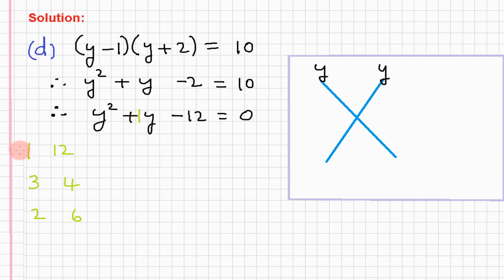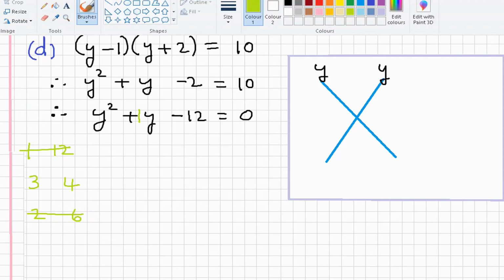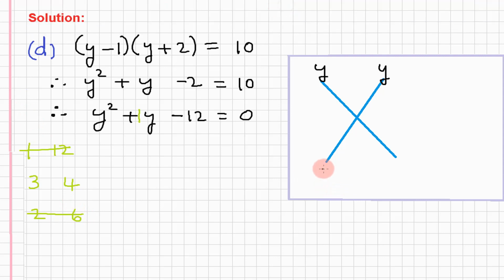So we know that we won't use 1 and 12. And we won't use 2 and 6. We're going to use 3 and 4. So these go at the bottom of the cross. 3 times 4 is 12. Now we can cross multiply. So y times 4 is 4y. And y times 3 is 3y.